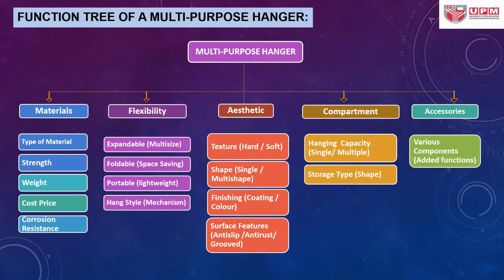For the aesthetics, we will look into the texture, shape, finishing, and surface features. For the compartment, we will look into the hanging capacity and storage types. Last but not least, the accessory we will consider for the various components that can be attached and detached to the multi-purpose hanger. Okay, let's go to the morphological matrix.